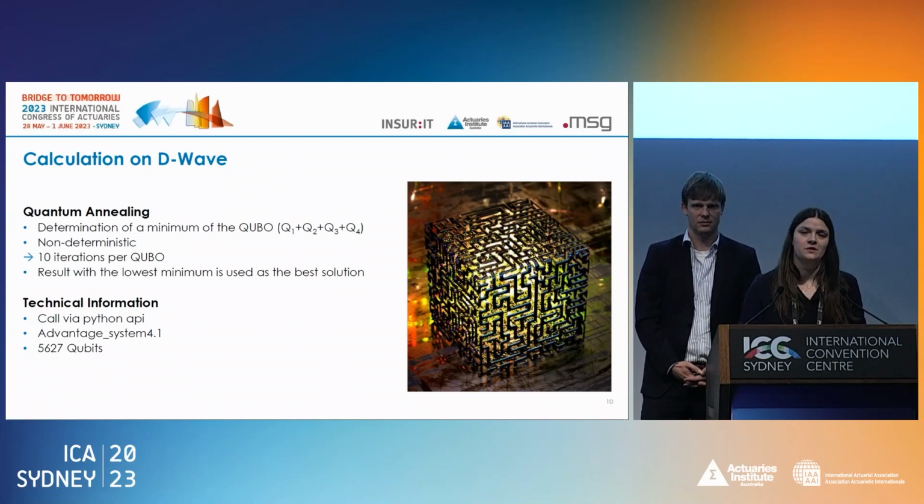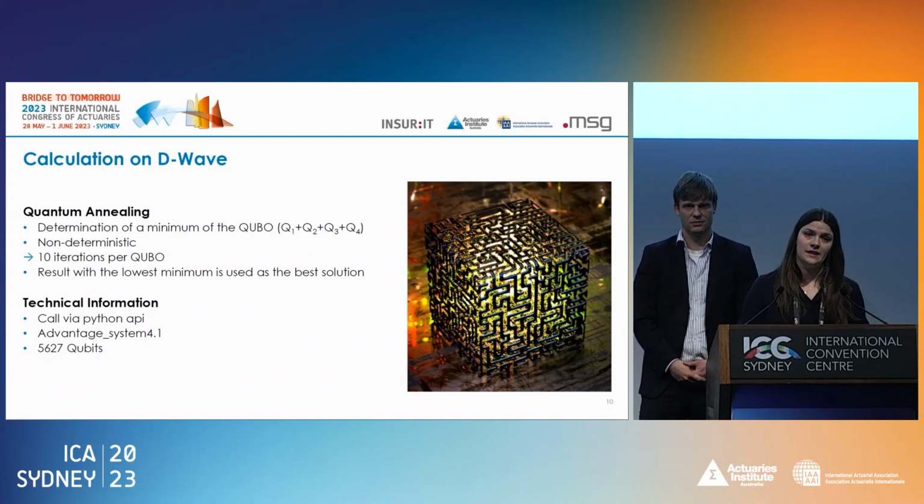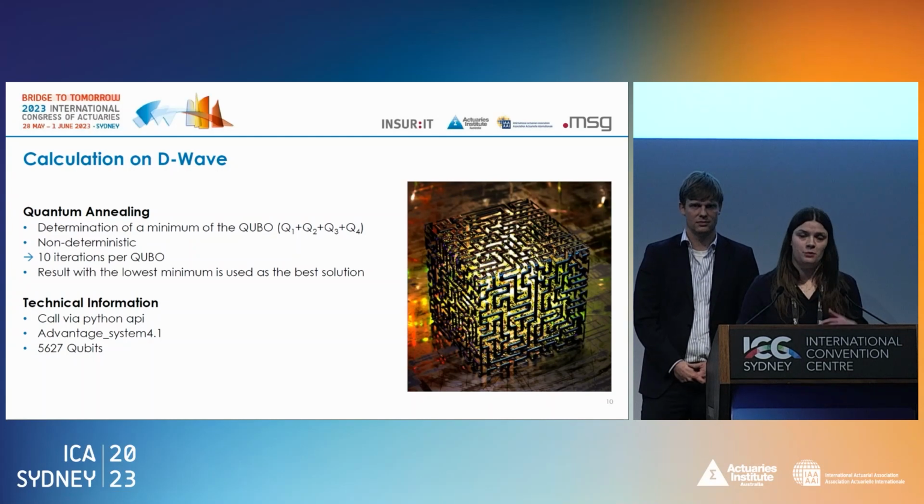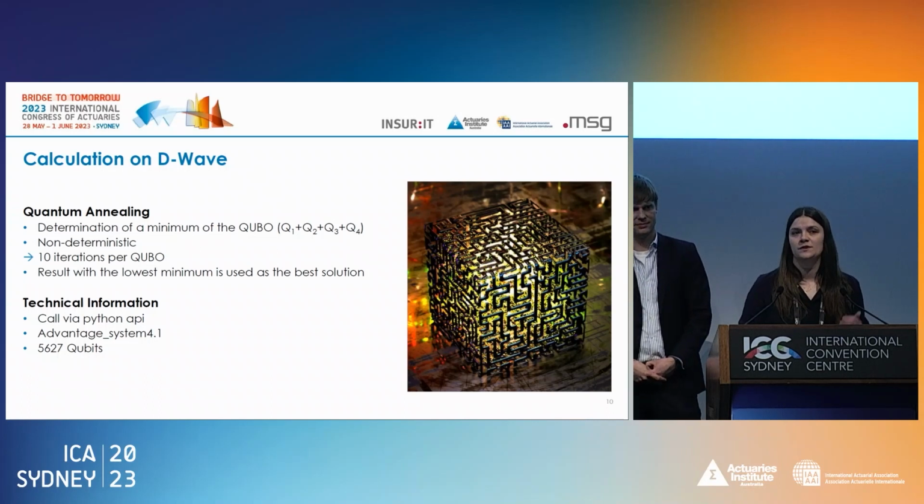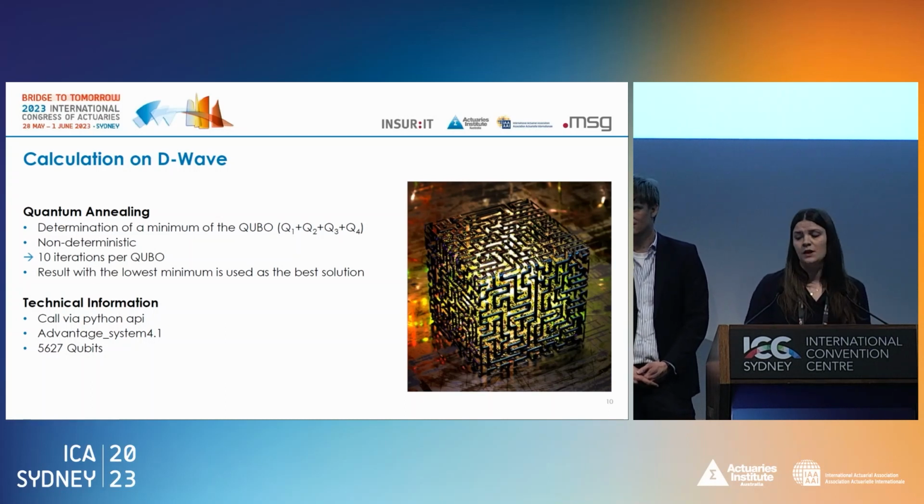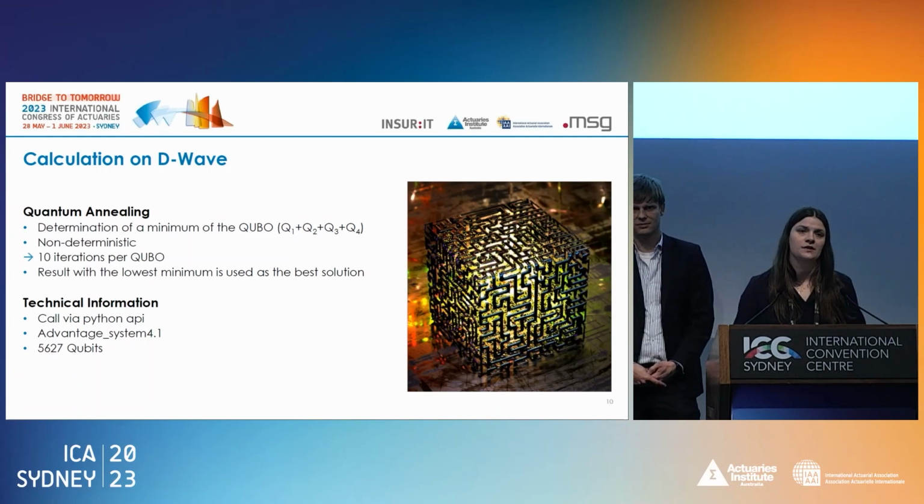So quantum computing is non-deterministic. That means if you have the same input, you don't always have the same output. For that reason, we calculated 10 times per QBO or per problem, and then we took the result with the lowest minimum as the best result. And for talking to the D-wave, we used the provided Python API, and as there is more than 1 concrete machine, we used Advantage System 4.1, which has around 5,600 qubits, where qubits are basically the bits of a quantum computer.